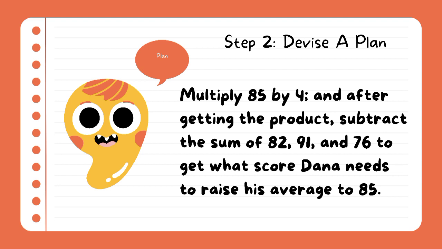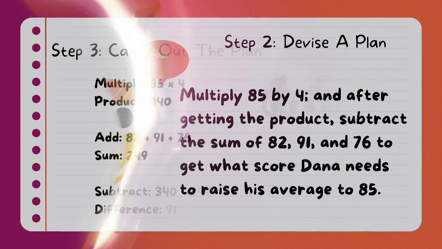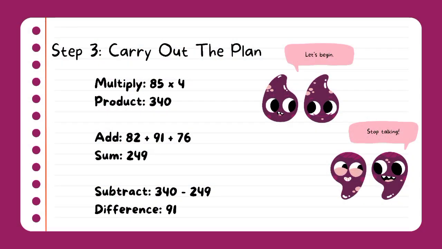After devising a plan, we are now going to carry out or solve the problem with the information we have and with the plan in step number 2. If we multiply 85 by 4, the product is 340. So next, if we add together 82, 91, and 76, the sum will be 249. So, if we subtract 249 from 340, the difference will be 91, which is the 4th examination score Dana must achieve.